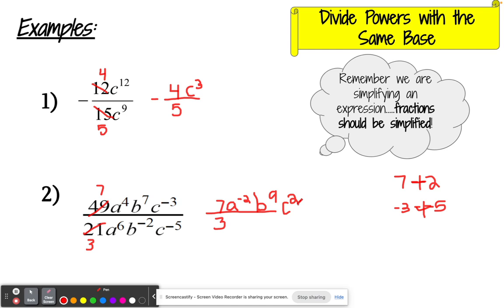I have some cleaning up to do because I have this negative exponent on top. I'm going to move it downstairs. That will leave me with 7 b to the 9th power, c to the 2nd power on top, and 3 a to the 2nd power on bottom.